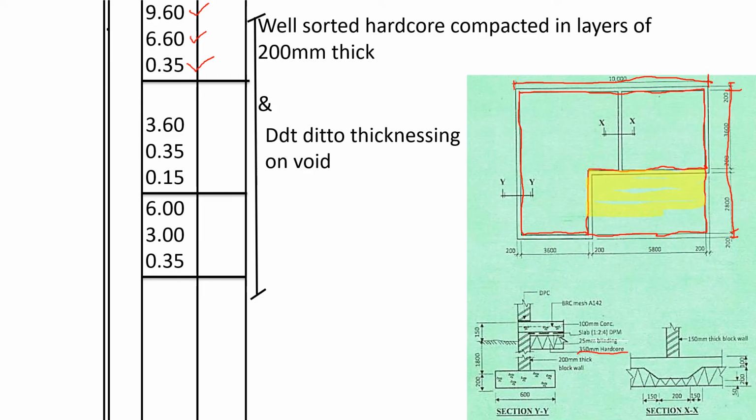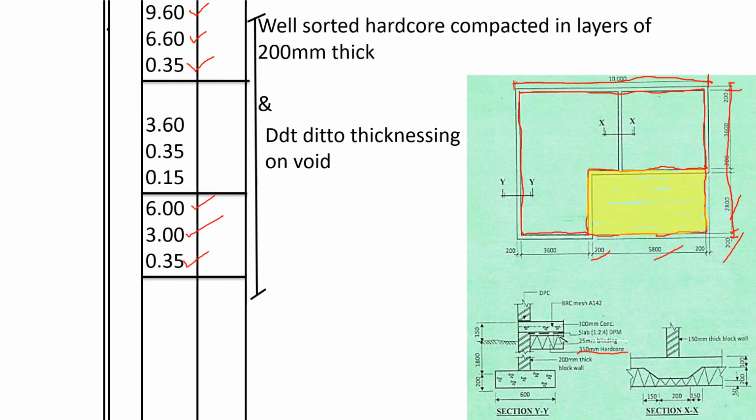So now that we have the internal dimensions of the hardcore, to deduct this yellow part, because this yellow part shall not have the hardcore, we shall take the dimensions of the yellow part. We shall take this 200 plus 5,800, 6,000. Then for the width, 2,800 plus 200, 3,000. So it shall be 6,000, 3,000. Then the depth of 0.35. That one is for the void.